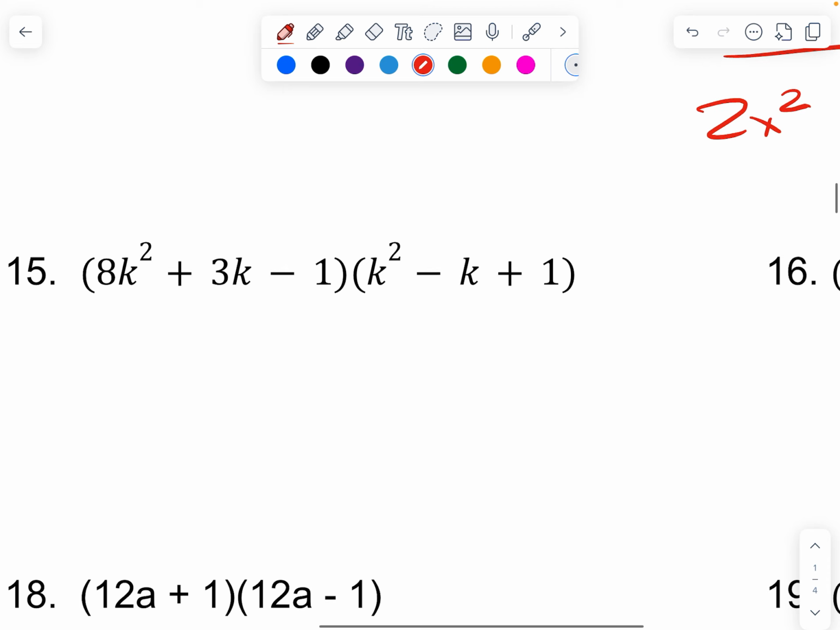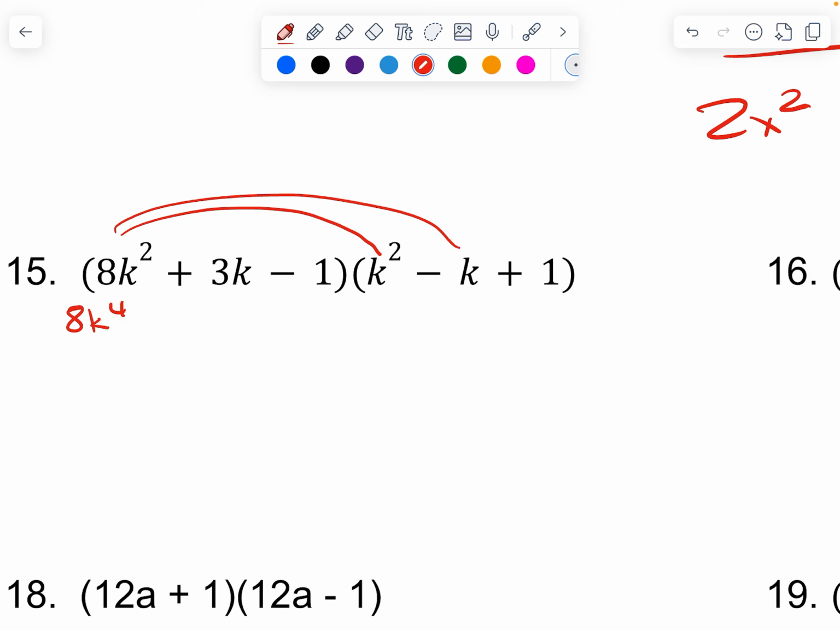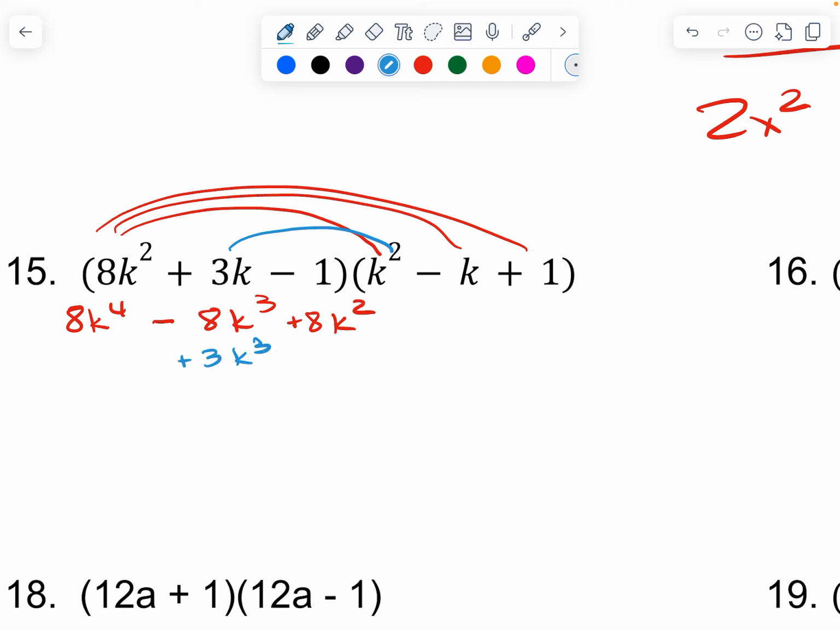Over here, okay, I multiply here, I get 8k to the fourth. Here I get minus 8k to the third. And here I get 8k squared. I'm going to do blue. Here I get 3k to the third, so plus 3k to the third. Here I get minus 3k squared. And here I get plus 3k.